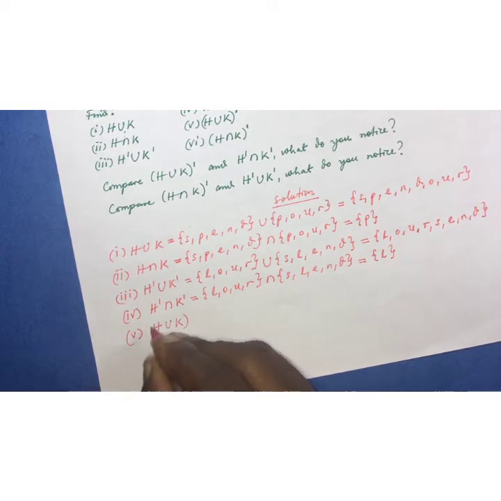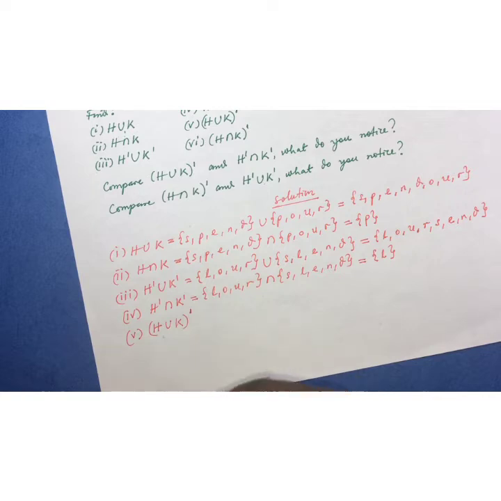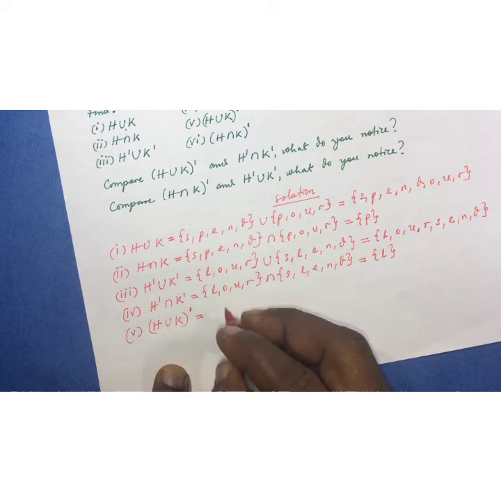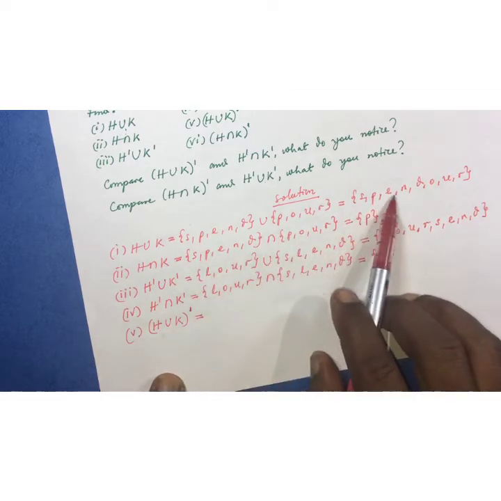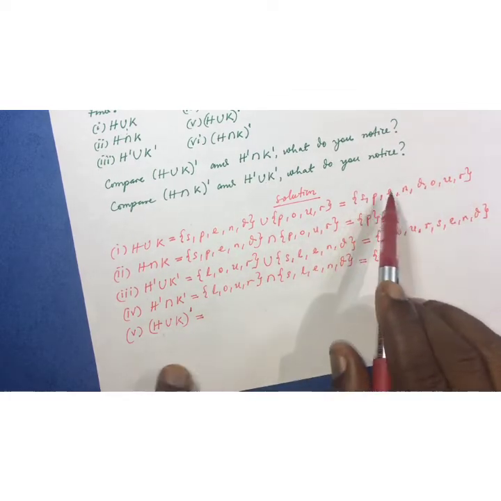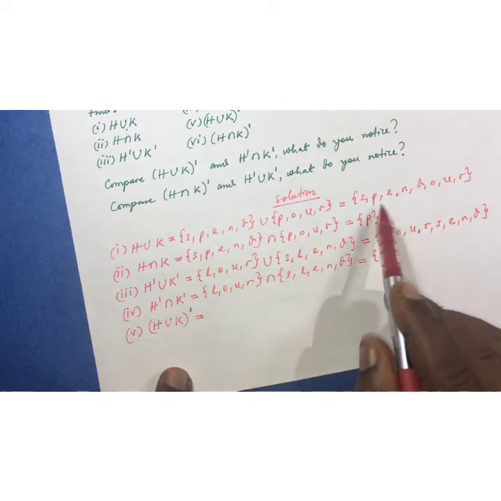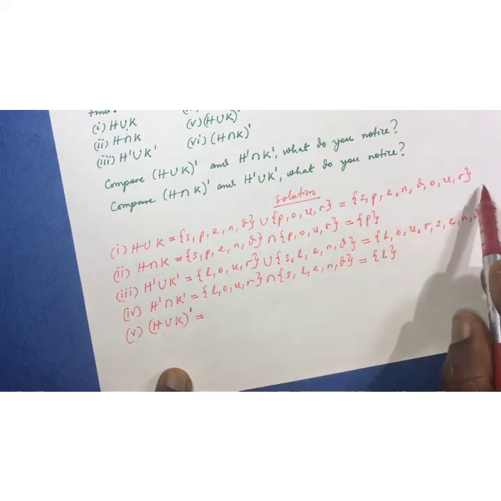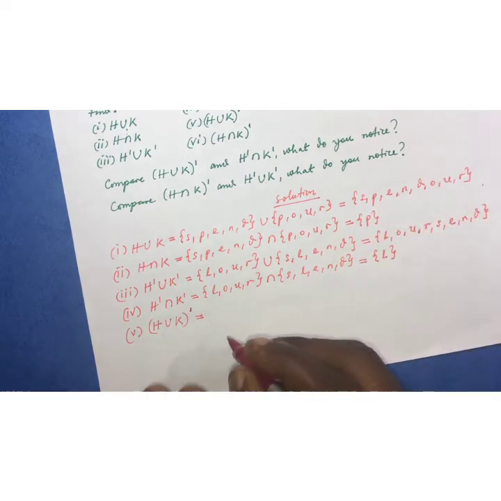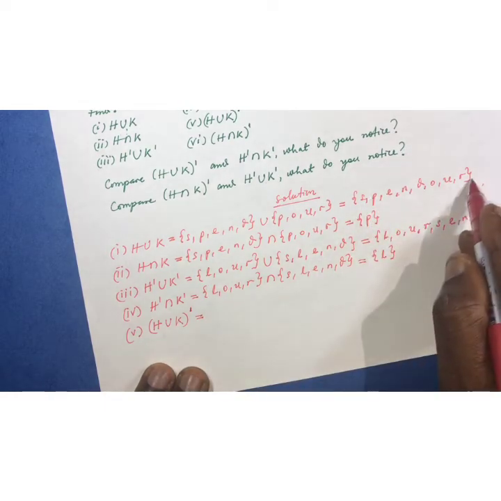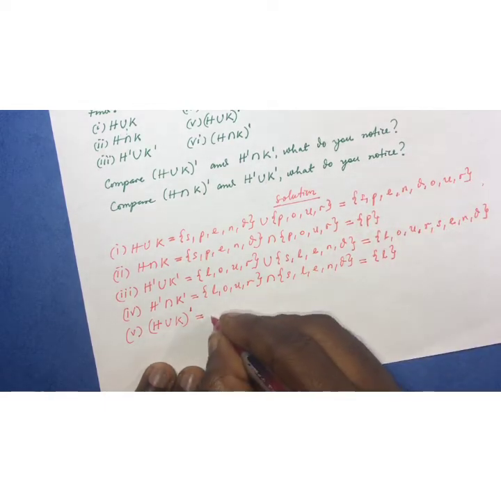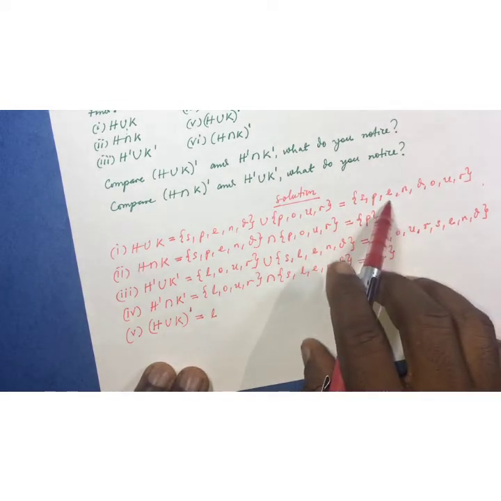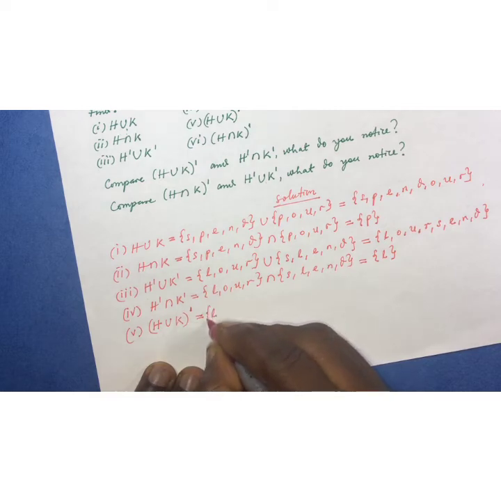For number 5, you are requested to find the complement of H union K. Now notice that H union K, to start with, gave us SPENDOUR. So H union K complement will be the elements you find in the universal set but not in H union K. So what elements do you find in the universal set but not in H union K? The first element is L, if that's not the only element. So the only element is L, and that gives us this.